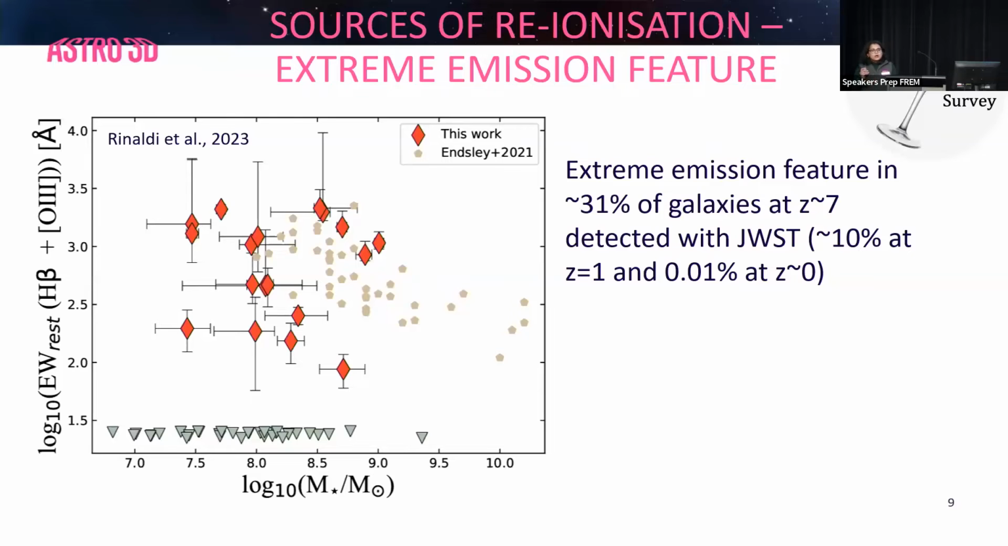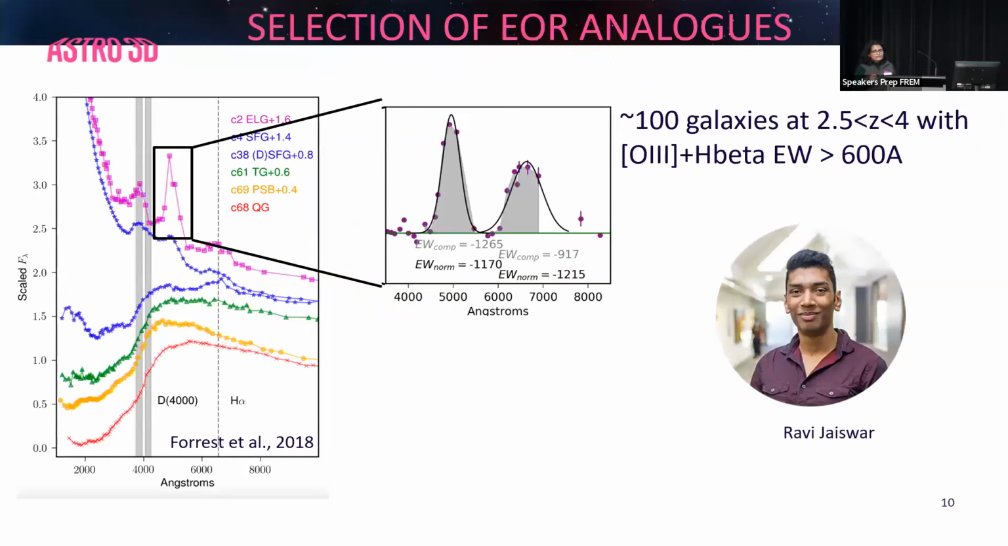Okay, so what Ben Forrest particularly did was he tried to select galaxies using the Z4 survey which had this extreme emission feature. And he found about 100 galaxies at redshift 2.4 and 4 with the high [OIII] equivalent width. And how these galaxies compare to the JWST galaxies, Ravi Jaswar in the next session will be telling you more in detail what they are exactly.